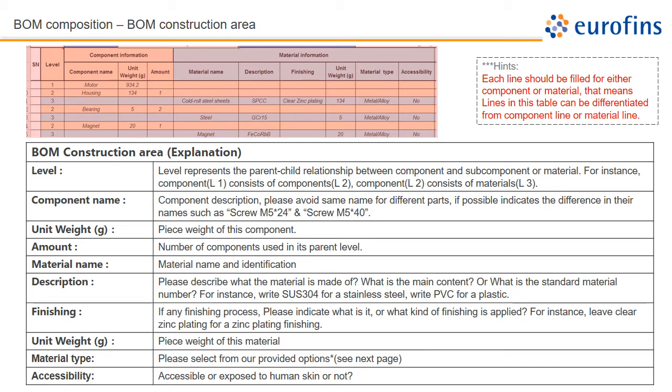And in the finishing column, you are required to indicate what kind of finishing has been applied on the surface of the material. And if it is zinc plating, you should tell us the exact zinc plating application, for example, a clear zinc or a colored zinc.